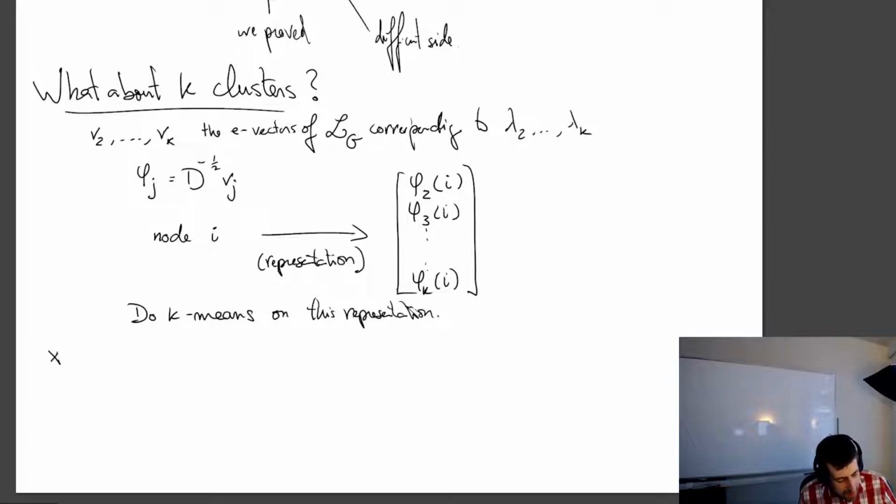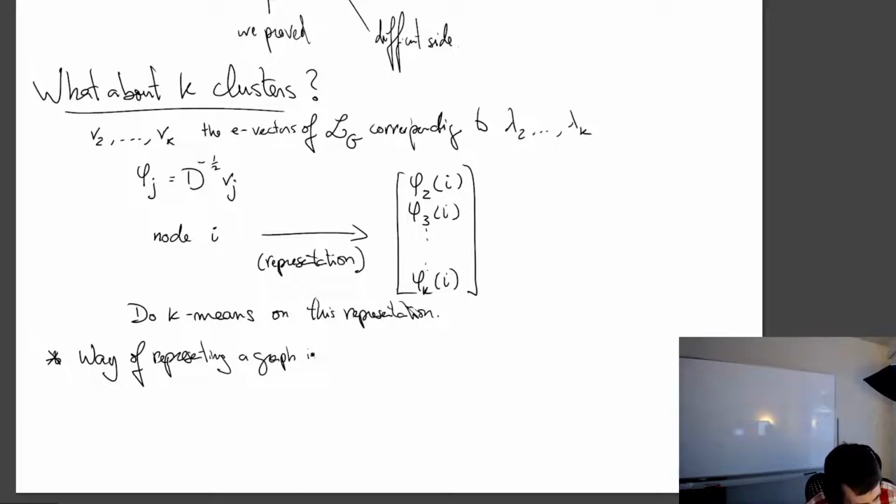But there's another key idea here that I think is worth mentioning, which is that this representation might not just be good from the viewpoint of doing clustering. It's also a way to represent a network. It gives you a way of representing a graph in Euclidean space, in this case, k minus 1 dimensions.